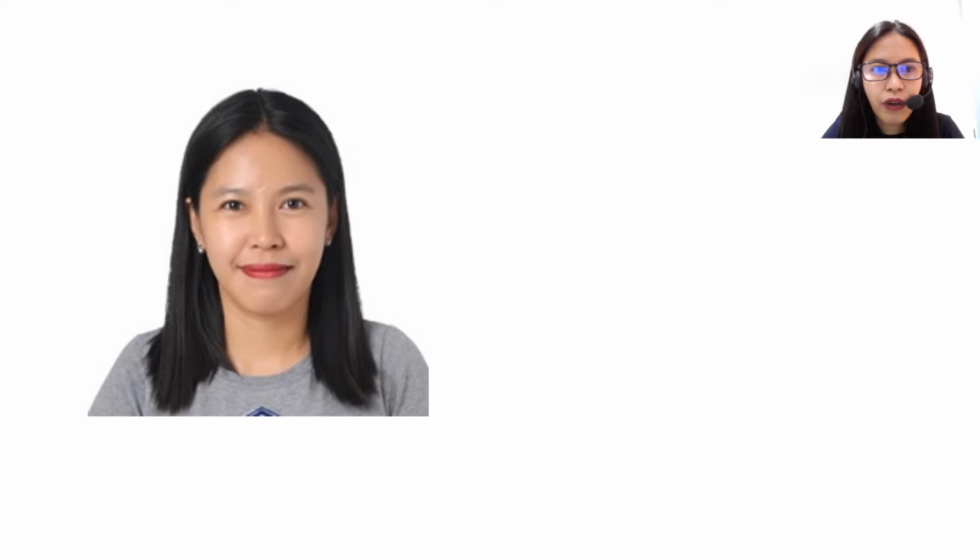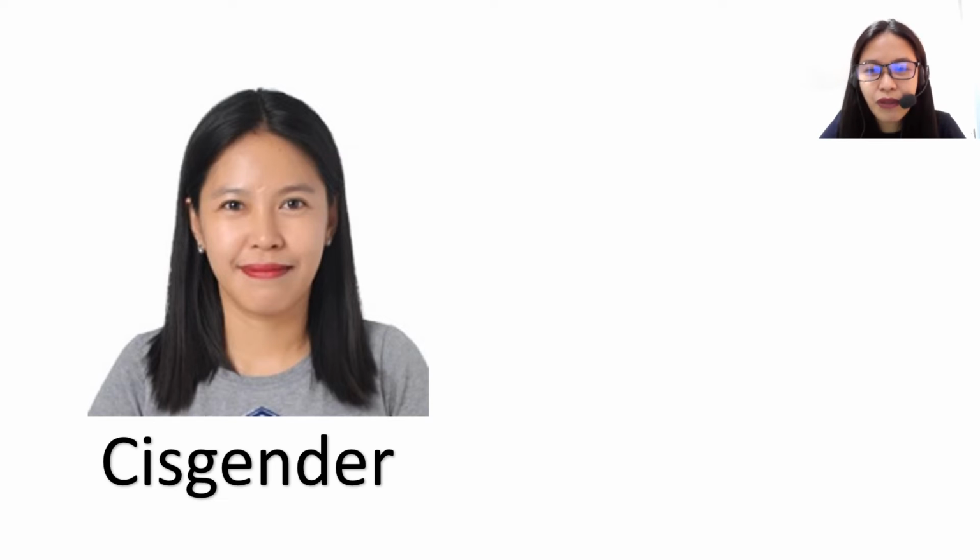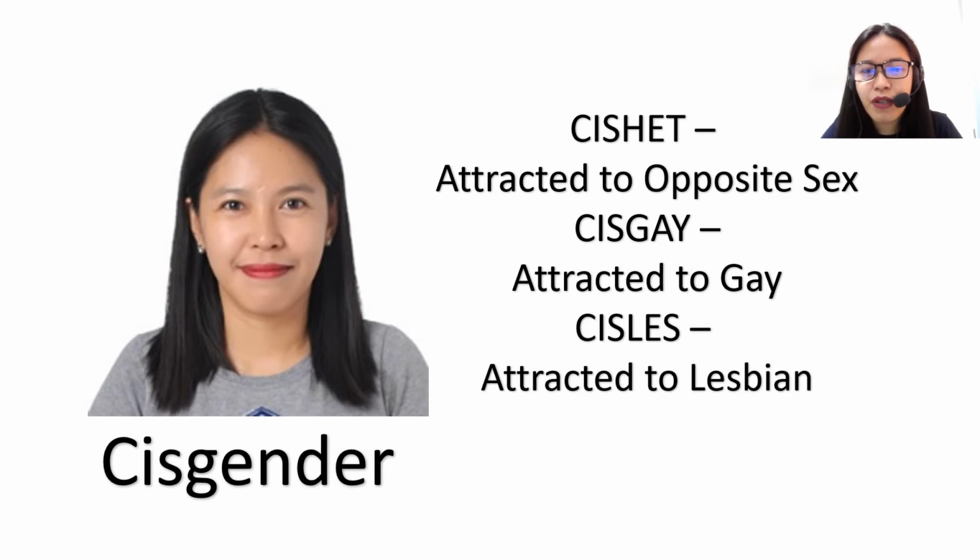So an example of a cisgender is, I put myself there as an example because I believe I am a cisgender, because my assigned sex at birth matches what I feel, or what I feel is who I am. And then we also have what we call a SOGIE, or those attracted to the opposite sex, and we also have cisgay, those attracted to gay, and cislesbian because they are attracted to lesbian. So I prefer to call myself cisgender.